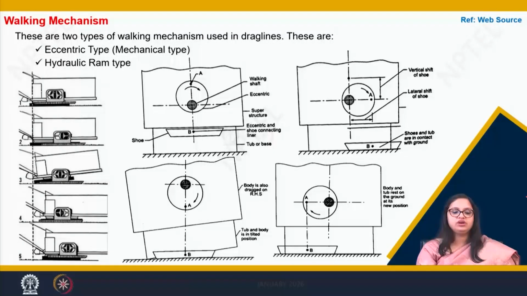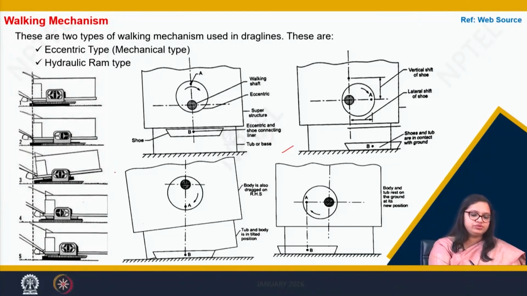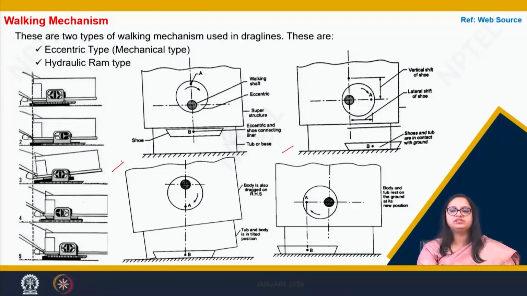So, now coming to the walking mechanism that is used in a drag line. They can be of two types, they can be eccentric type or they can be hydraulic ram type. When we talk about eccentric type, this is how it looks like, and when we talk about a hydraulic ram type, it would look somewhat like this, where there is a hydraulic piston cylinder arrangement which helps in walking of the drag line. Now, let me explain in detail how an eccentric type drag line moves.